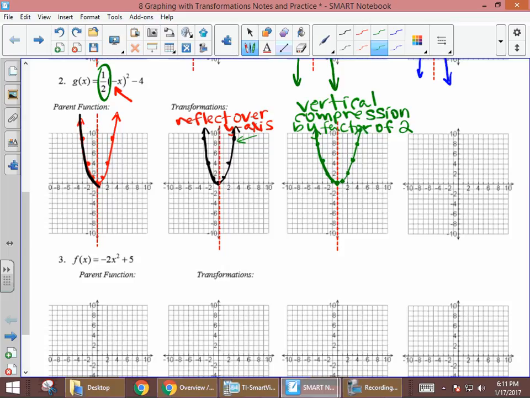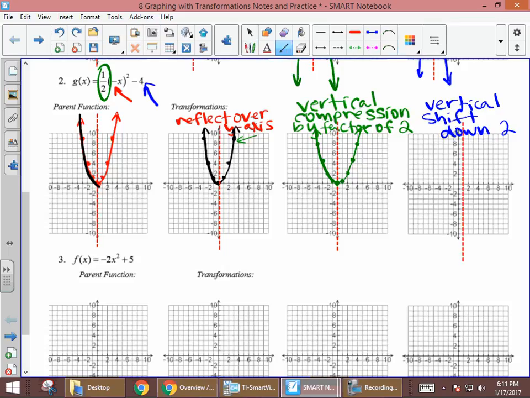And now the last thing to do is go down 4. So we are going to, what is this? We have a vertical shift. Many of us are just going to say down 2. Going down does not change that axis of symmetry. It's still here at 0. X equals 0. But now our vertex is going to be here.